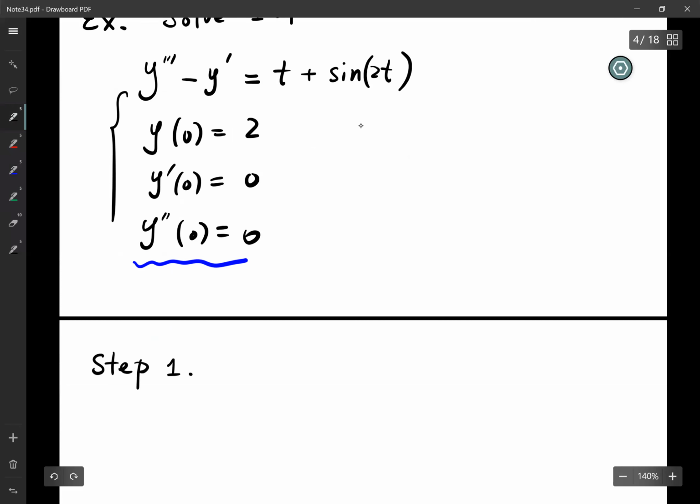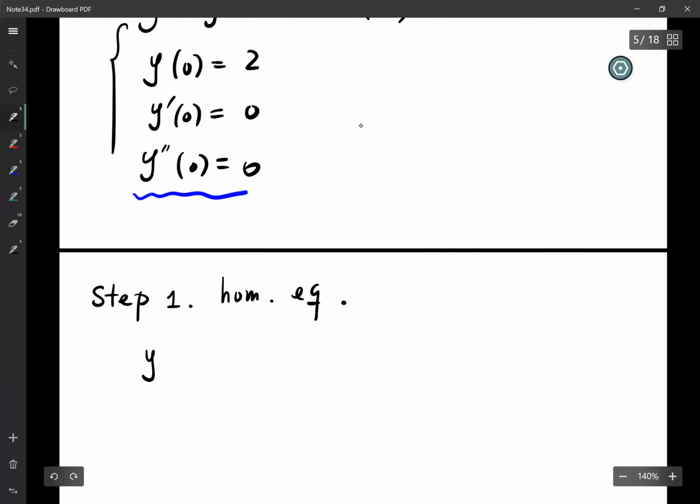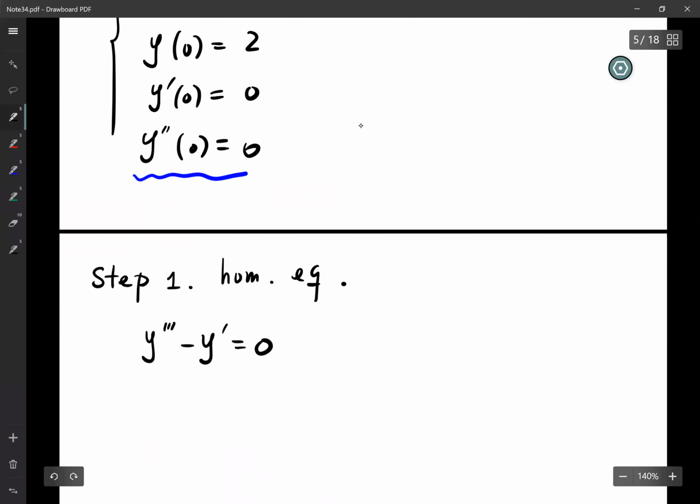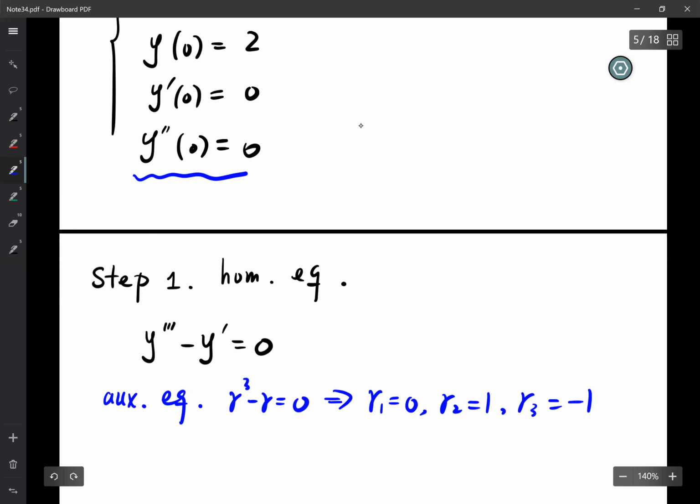Step 1: we need to look at the homogeneous part, which is to find the general solution to this problem equal to 0. We write down the auxiliary equation, which is r cubed minus r equals 0, and we can factorize it. The first root is 0, and since this is r times (r squared minus 1), the second root is 1 and the third root is minus 1.